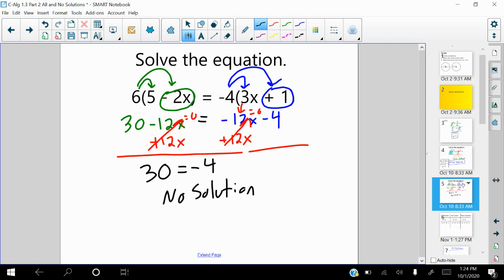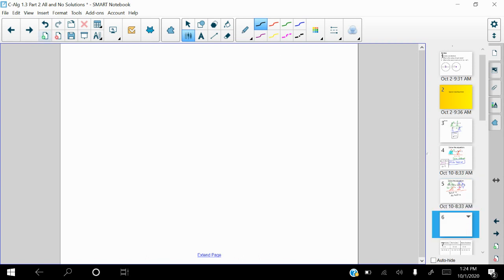This is going to be a no solution because 30 is not equal to -4. Awesome. Let's do one more. Let's say we have 3x plus 3 is equal to 3x plus 3. A lot of 3's. I know. It's all right.